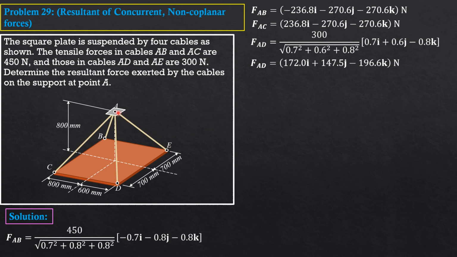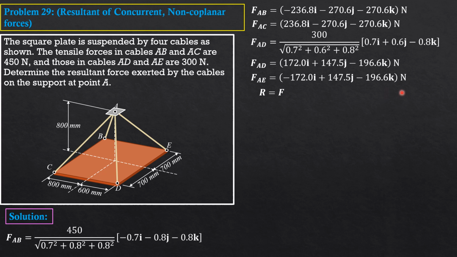FAE is down along Z, negative 0.8, right, positive 0.6, backward, negative 0.7. So the X component is negative for FAE: negative 172i, still positive 147.5j, then still negative, negative 196.6k. So negative 172.0i plus 147.5j minus 196.6k newtons.